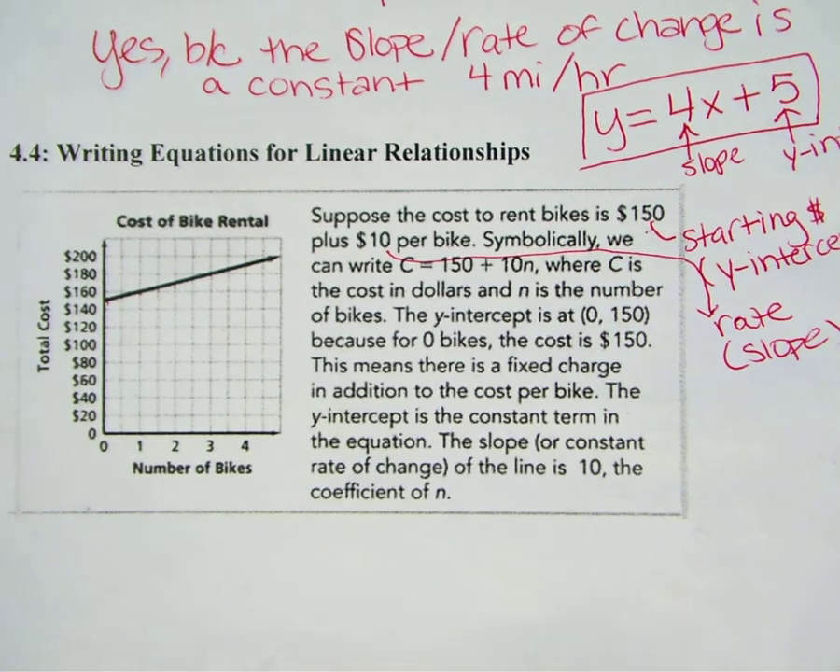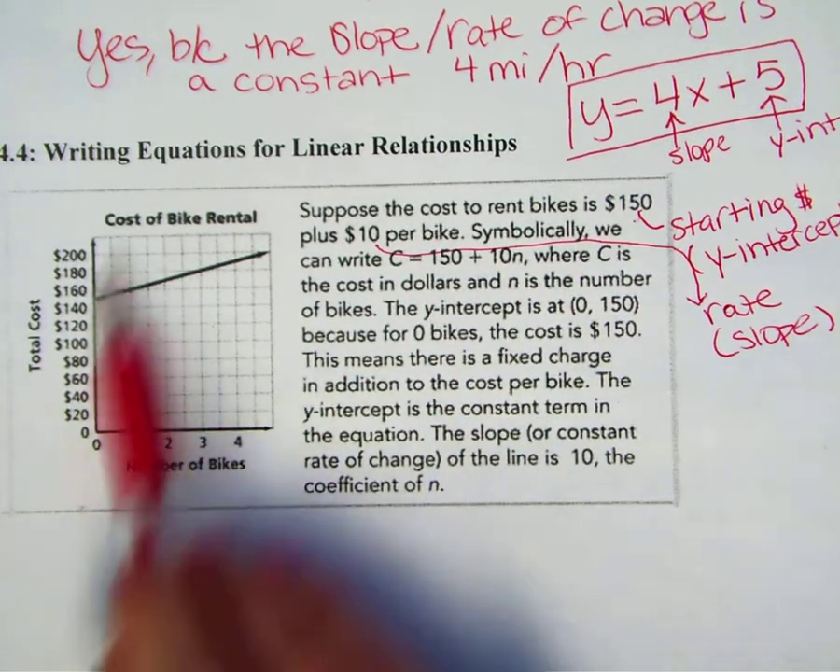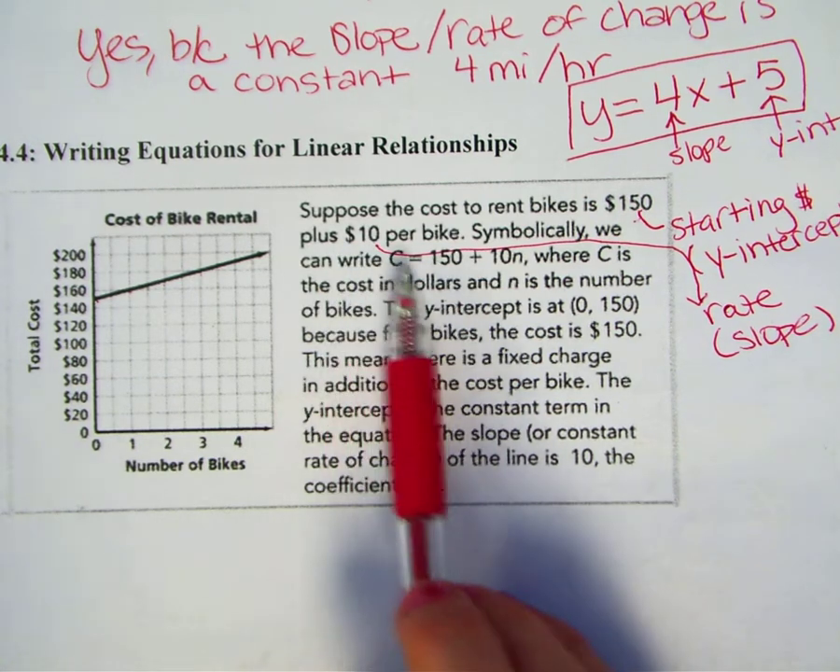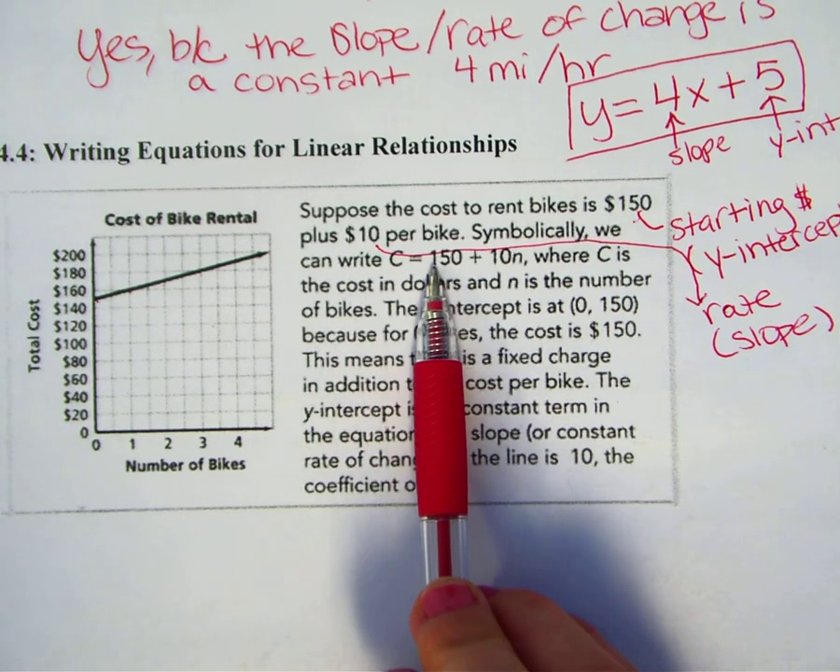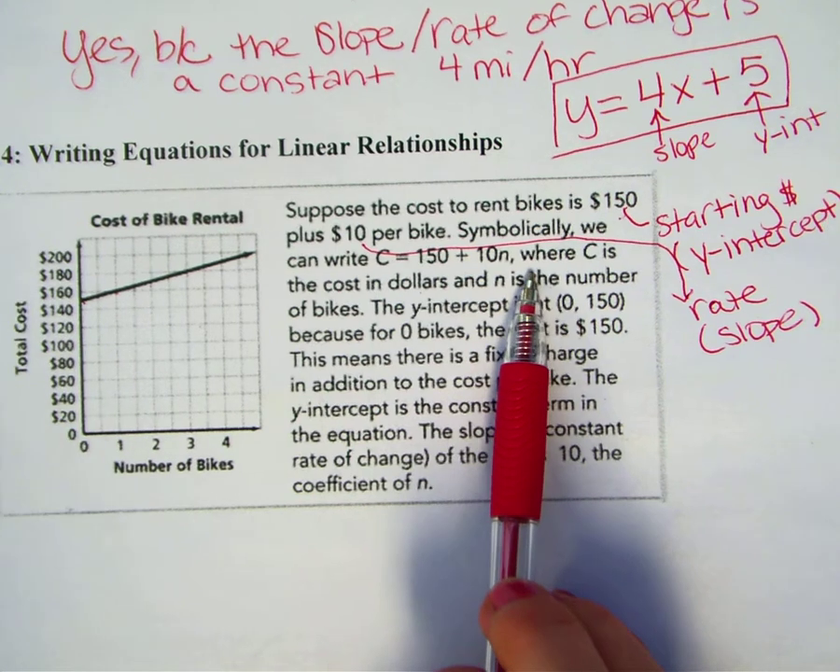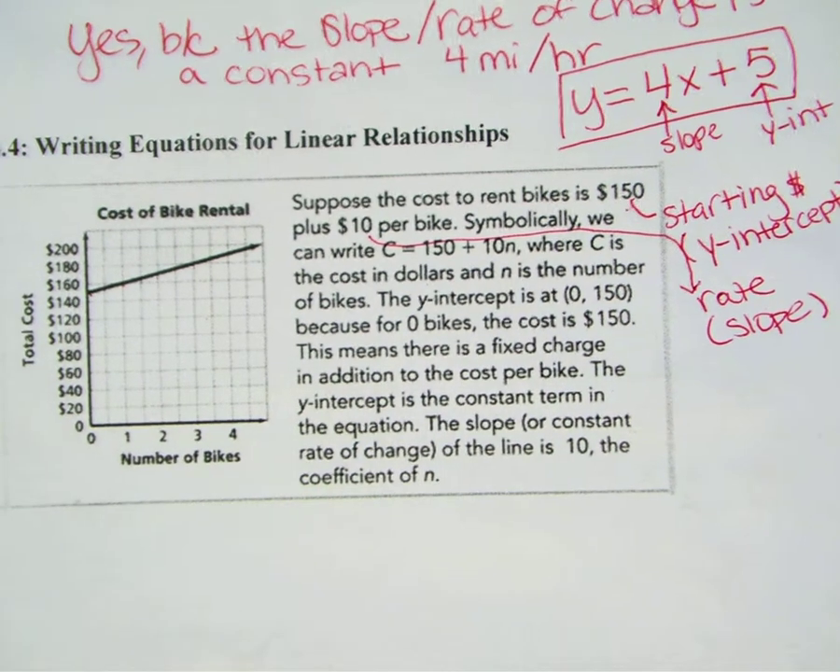All right, so that's it. Again, this is what you guys have been doing all along, but just making sure that you can see from a word problem which number represents your starting amount or your y-intercept, and the number that represents your rate or your slope, which you always pair with the variable. That's it.